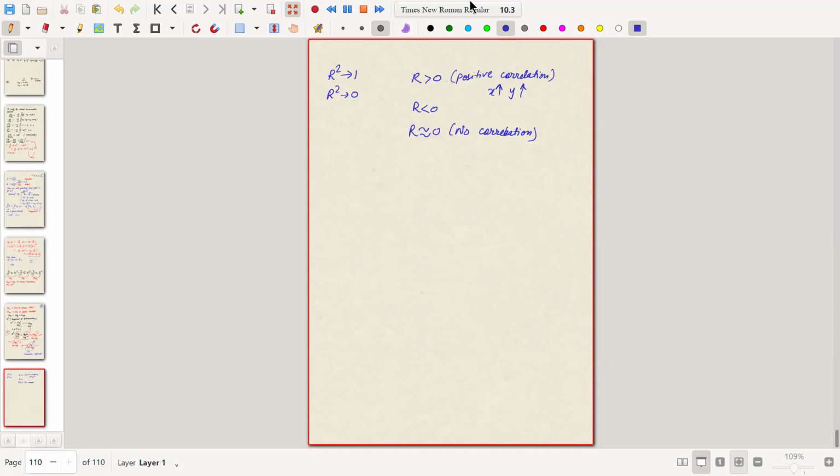R approximately equal to 0 means there is no correlation. For example, someone enjoying dal vada and someone else eating biscuits doesn't make sense, because they are two different quantities, so they are not correlated. A high value of R2 is generally good, but if it is very close to 1, it might indicate overfitting. That is what we learned today.